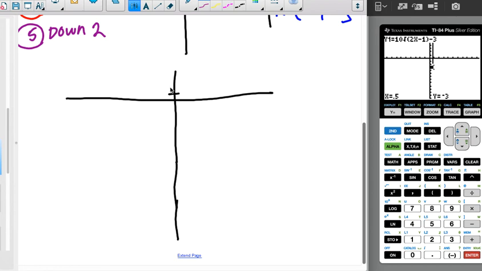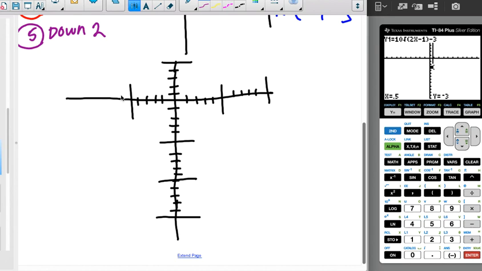Okay, 1, 2, 3, 4, 5. Cool. 1, 2, 3, 4, 5. Oh, I missed that. That one's 5. 1, 2, 3, 4, 5. This is why you should totally have grids on your note paper before you do it.